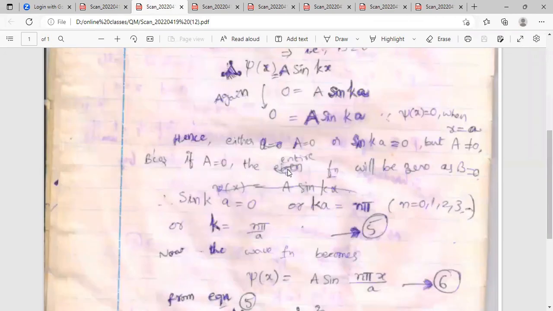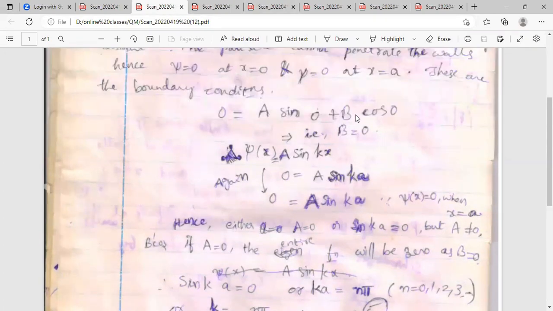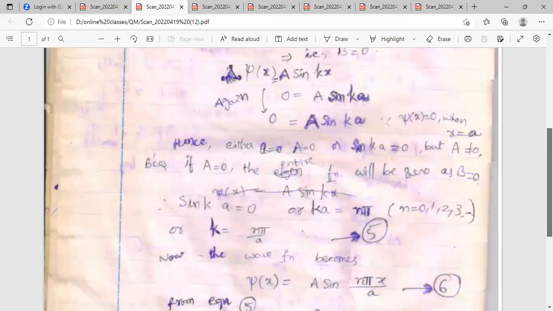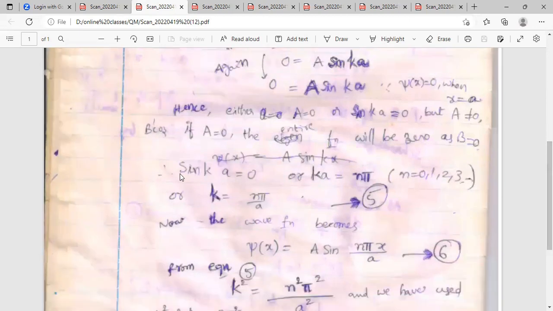Hence, either a should be 0 or sin ka should be 0. But a is not 0, because if a is 0, the entire function will be 0 as b is 0. We already derived that b is 0. So, a cannot be 0. If a also becomes 0, the entire function is not valid; everything will become 0. So, sin ka is equal to 0.